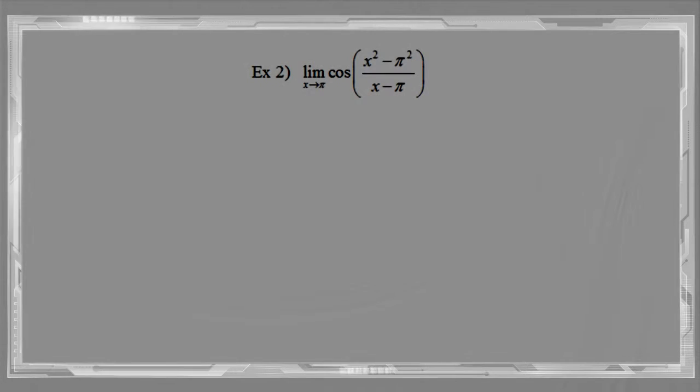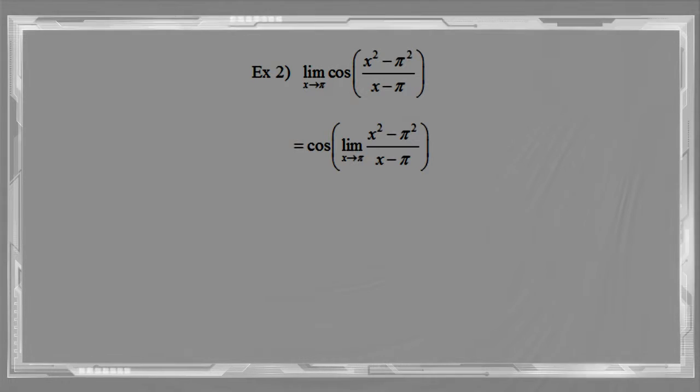Let's look at another example. Here let's evaluate the limit as x goes to pi of the cosine of x squared minus pi squared over x minus pi. So what we're doing is taking a limit of a composite function. And notice cosine is of course continuous everywhere. So what we can do is take that limit and plug it right into the inside function. So what we have now is the cosine of the limit as x goes to pi of x squared minus pi squared over x minus pi.